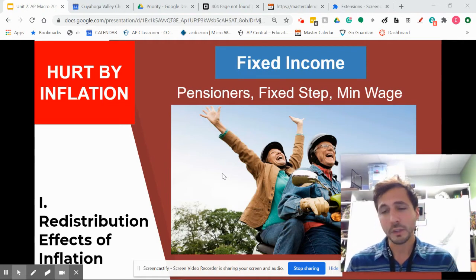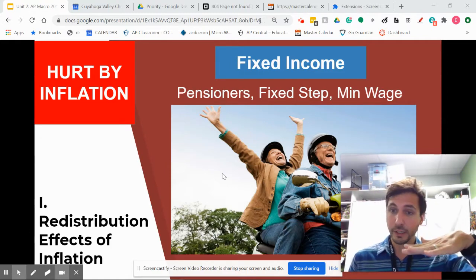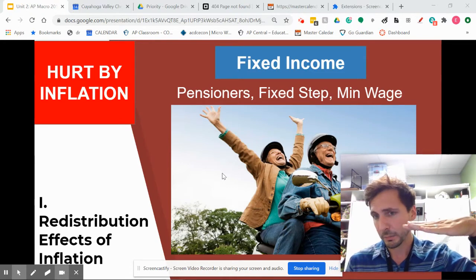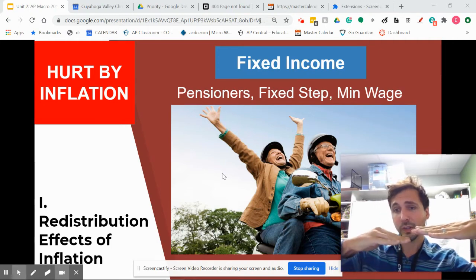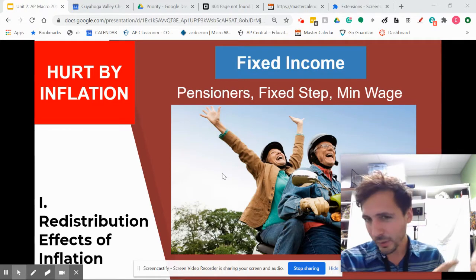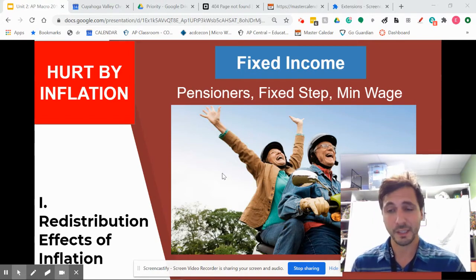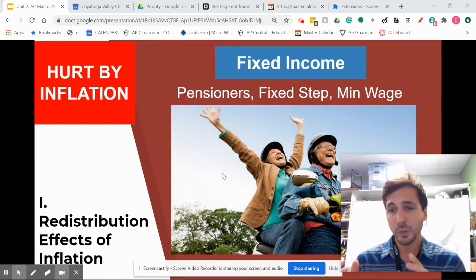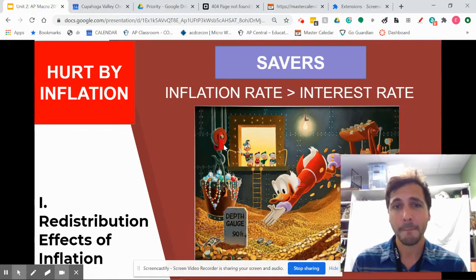Next is minimum wage. If you make minimum wage, and this is a big debate right now, right? If you make minimum wage, that wage is an anchor, right? It pulls wages of all unskilled labor down, like you're at the bottom here. And so those people make that same wage no matter what. Well, as prices continue to rise, your quality of life continues to fall. Your real income, to borrow a term from before, falls. So you are definitely hurt if you are fixed income. Think of it as pensioners, fixed step, minimum wage people whose wages don't really depend or adjust with prices.